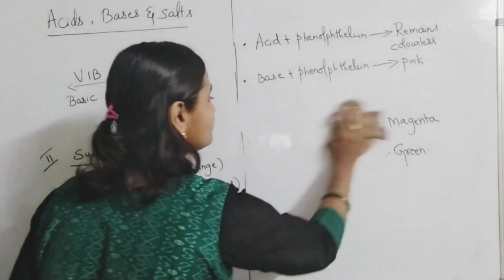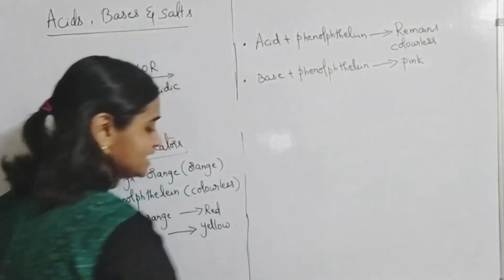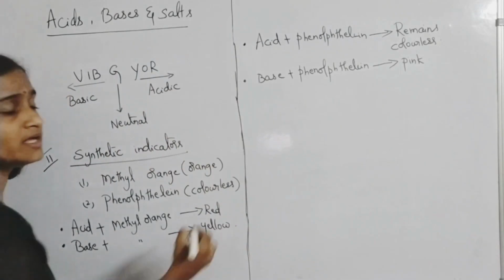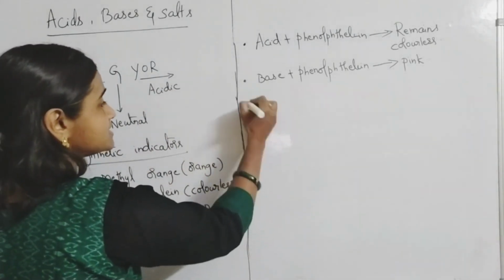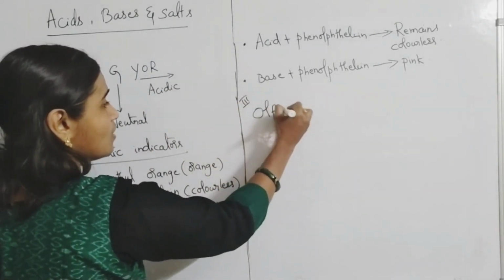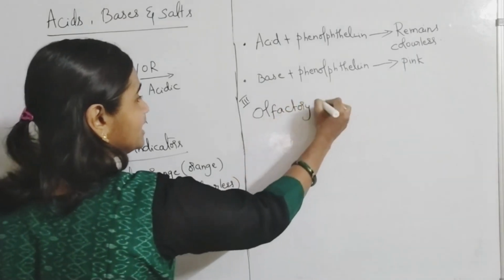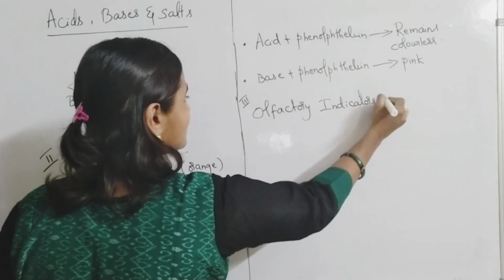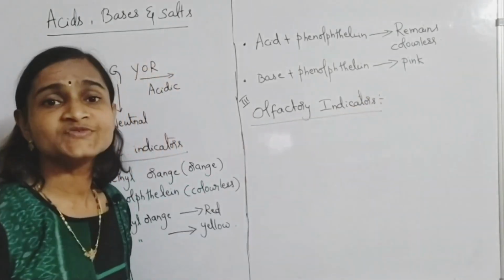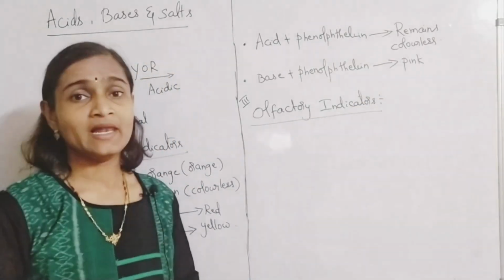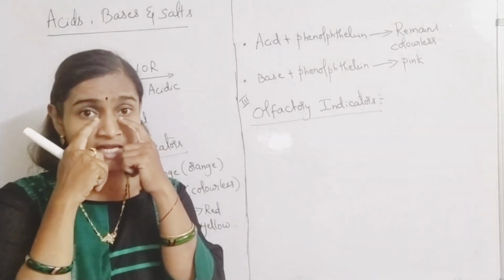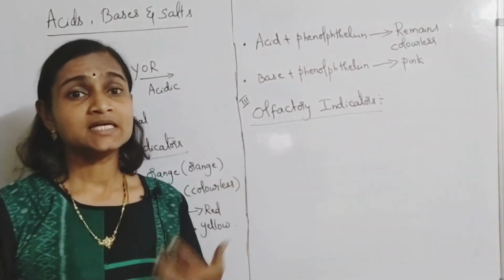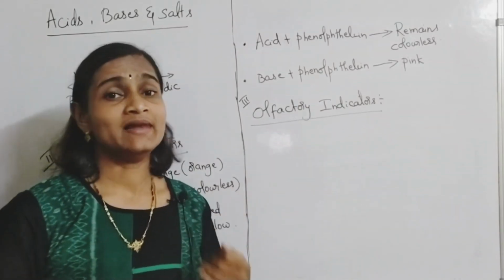And finally you have olfactory indicators. So what are olfactory indicators? The third type of indicators. The word olfactory stands for what? Sense of smell. You have olfactory nerves connecting from your nose to your brain, which gives you the sense of smell, isn't it?